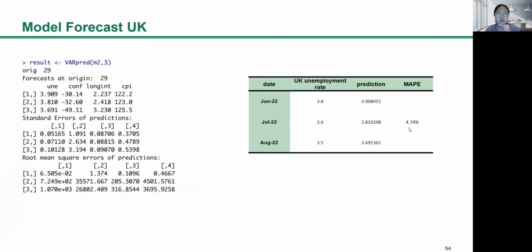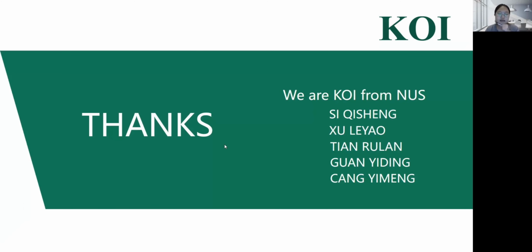Comparing the prediction results of the two models, the VAR model is slightly better than the ARIMAX, but the accuracy of the prediction of the US unemployment rate is not good for both, which may be due to the huge changes in the US unemployment rate at the beginning of the epidemic. Thank you for your attention.